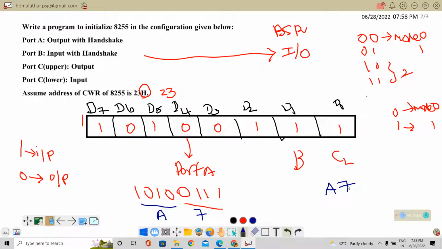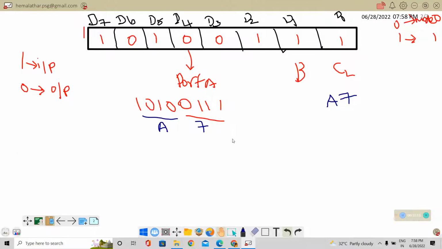This value you have to load into your port. You found out the value to put in the particular port to represent all this configuration. Now you have to write the program to initialize the 8255. The instruction for that is called OUT. This OUT is used to write to an output port the content of your AX or AL. The content of AX or AL will be transferred to the port after the execution of this instruction.